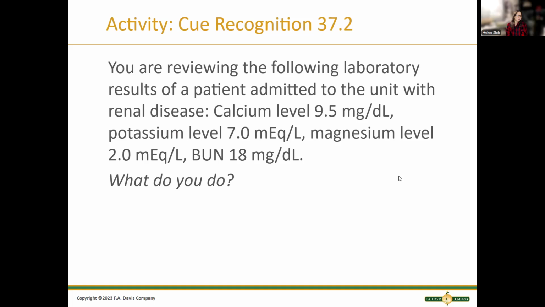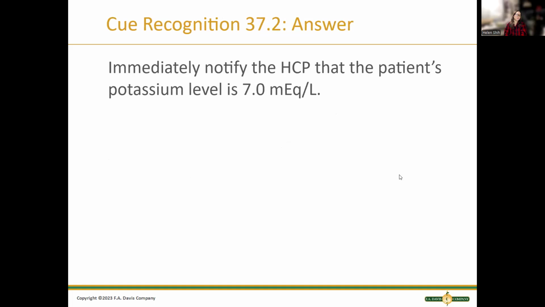If I'm not mistaken, the calcium and the magnesium levels are actually within normal range. It's the potassium that's super elevated, so we need to give some sort of medication to bring it down. I think the BUN is within normal range as well. So we immediately notify the healthcare provider because their potassium level is 7.0, which is extremely high. They're at risk for dying from a heart condition at that point because potassium is used to regulate heart rate.